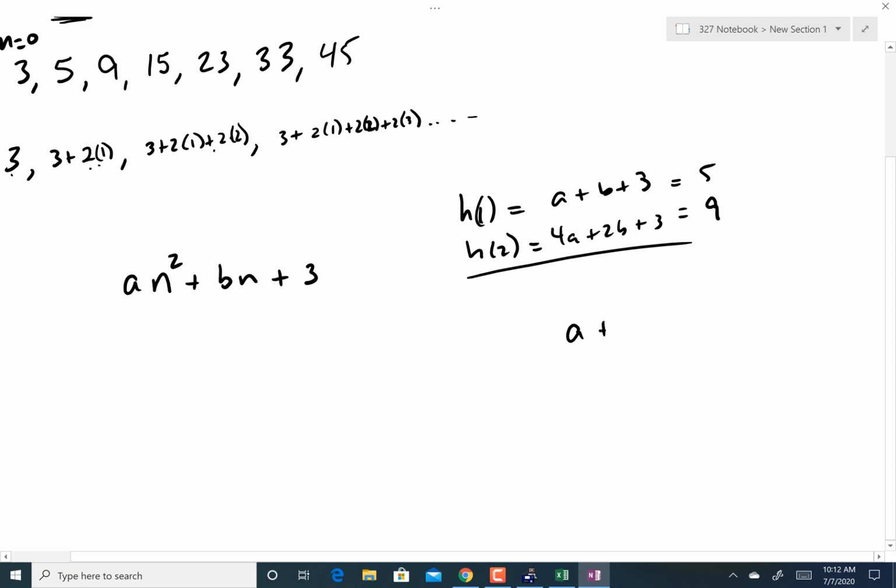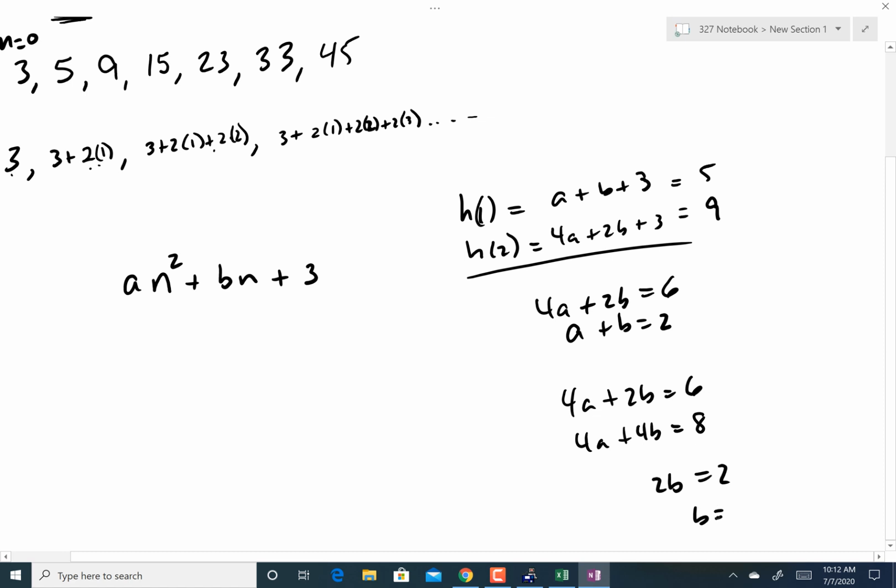Okay, let's try this again, shall we? So I'm going to do this down here. I'm going to go a plus b equals 2. Quite clearly, if you subtract, you get 4a plus 2b, and then minus this is equal to 6. Hey, look at that. Maybe I'll do it right this time. So times by 4. All right, now let's try subtracting. 4a minus 4a is 0. 4 minus 2 is 2. 8 minus 6 is 2. b is equal to 1. If that's true, then it's pretty clear a is also 1. So you're going to get n squared plus n plus 3.